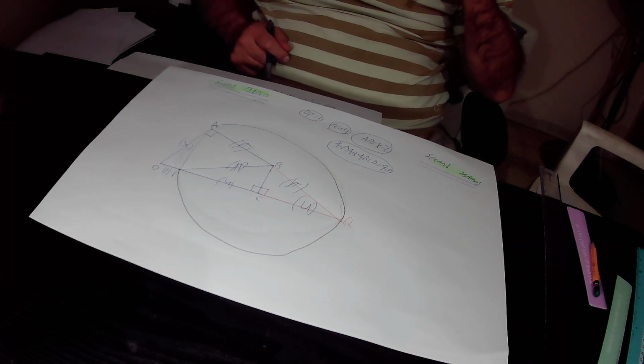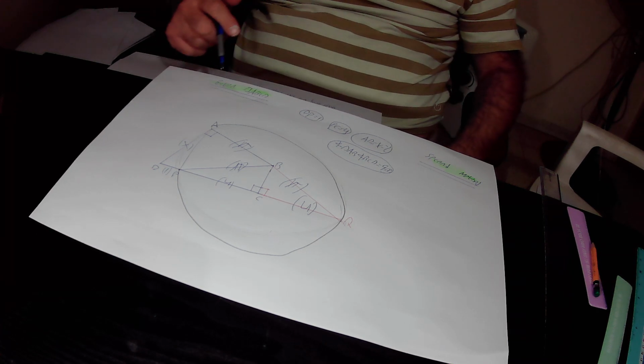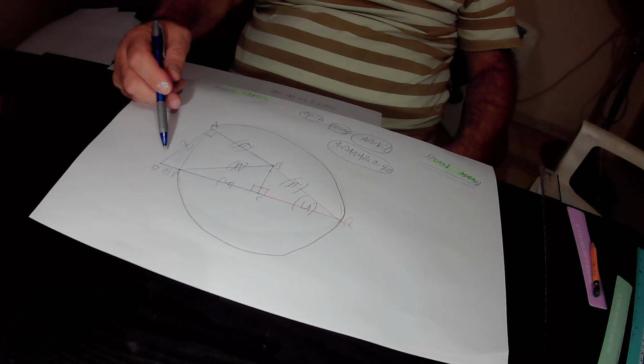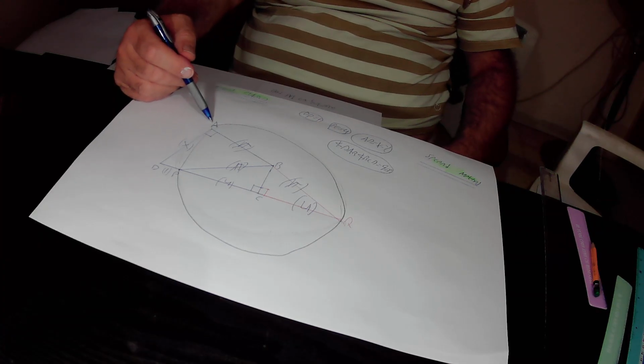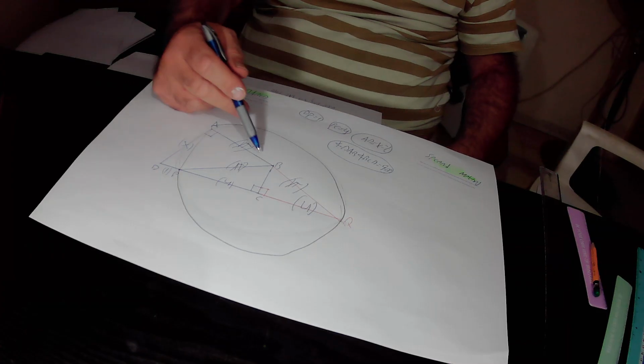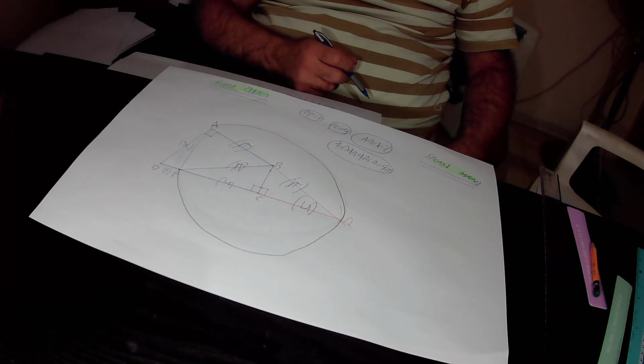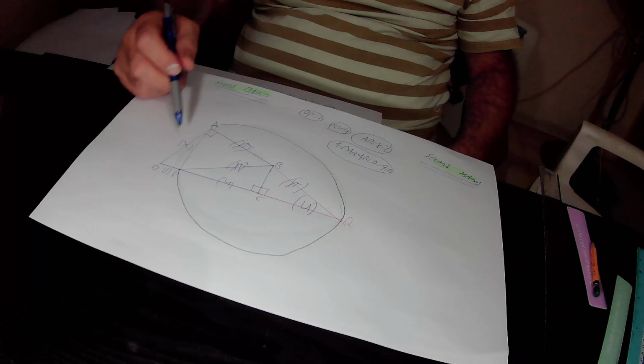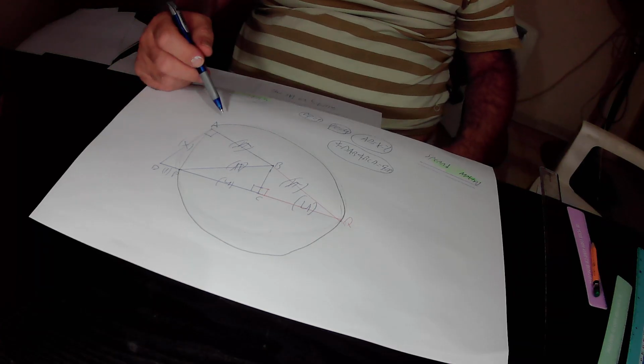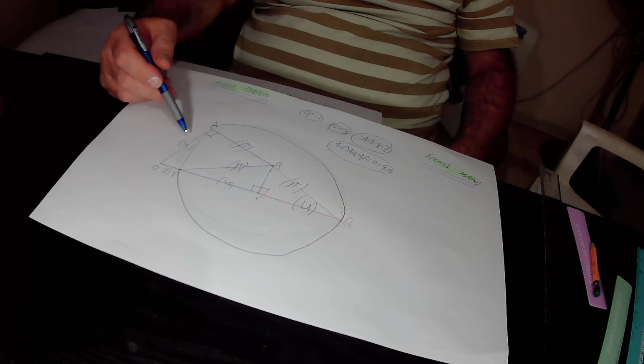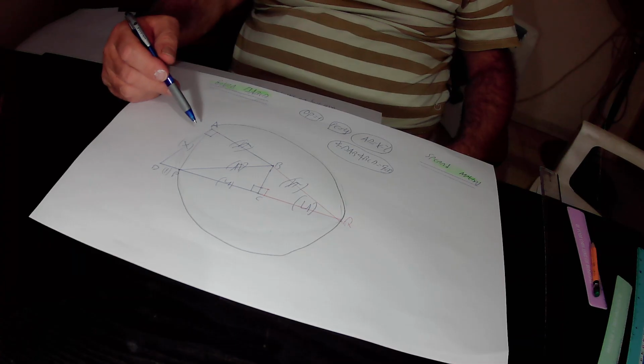So this gives us the question that DA is perpendicular to AB. Again, DA is perpendicular to AB according to what is given in the question. But because AB is the radius of the circle, it means that DA must be tangent to this circle at point A.